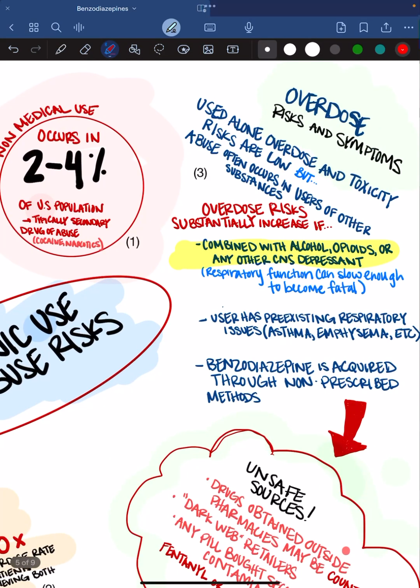Some overdose risks and symptoms. Benzodiazepines used alone have a low overdose and toxicity risk, but abuse often occurs in users of other substances. So overdose risks substantially increase if they are combined with alcohol, opioids, or any other central nervous system depressant. And that is because it can slow vital functions like respiratory function enough to become fatal, so you could just stop breathing.